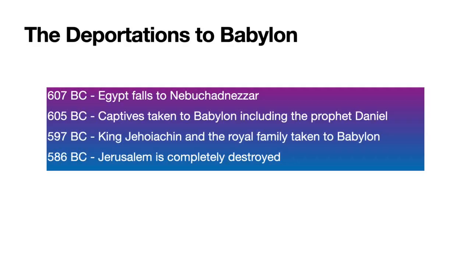In 605 BC, 2 years later, captives are taken from Jerusalem back to Babylon. This includes the prophet Daniel. This is from 2 Chronicles chapter 36, verses 6 and 7. In 597 BC, King Jehoiakim is taken to Babylon along with the royal family and 10,000 other captives, including the prophet Ezekiel. So Zedekiah, this is Jehoiakim's uncle, he is the final king to rule over Judah.